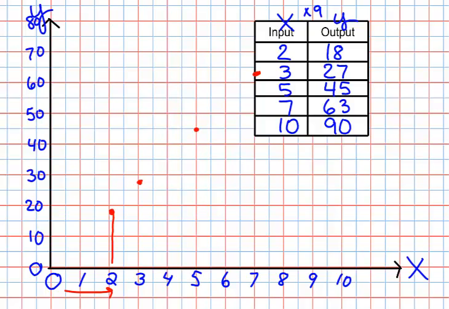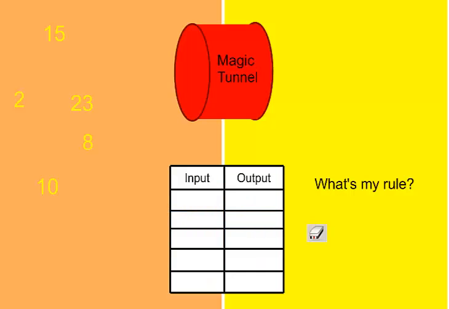So now we take a straight edge and we're going to connect it to make a line. So this function table makes a line like this. We can move that line up just a little bit. There we go. Great. Let's try another one.